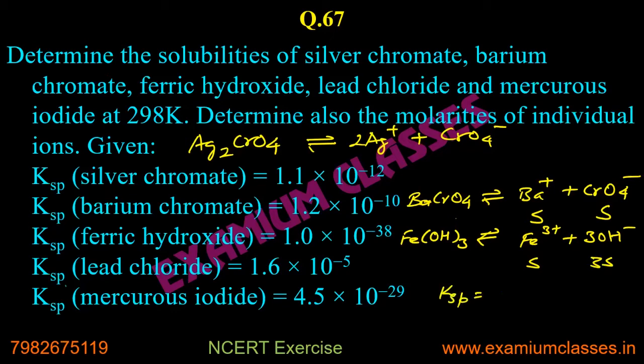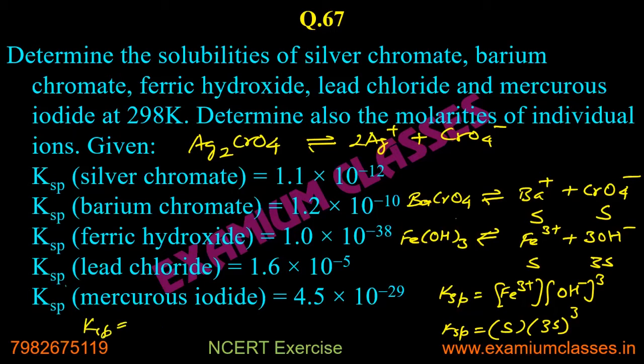So Ksp in this case will be Fe3+ multiplied by OH- whole thrice, meaning Ksp will be S multiplied by (3S) whole cube. Which means Ksp will be equal to 3 cube, 27 S into S cube, S to the power 4.